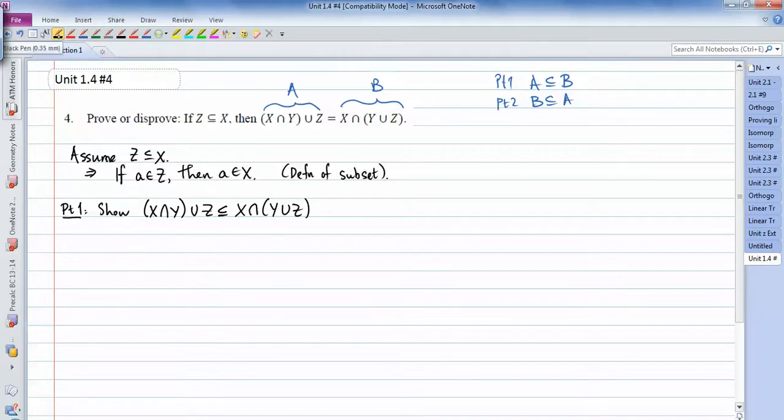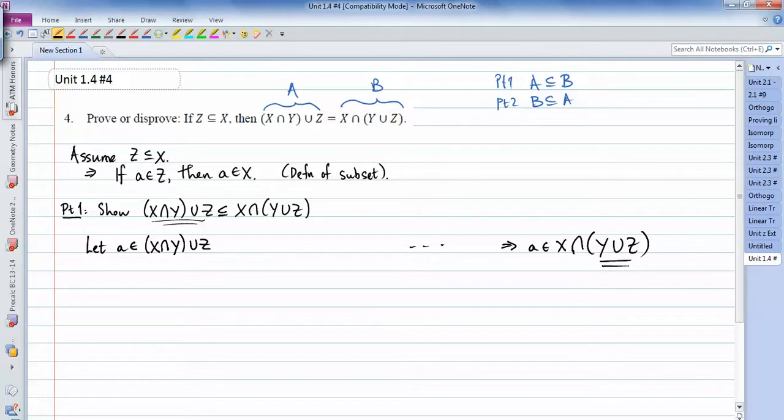So the way that we show something's a subset of something else, we need to assume let little a be an element of the first set here, the one that's going to be the subset. So let little a be in X intersect Y union Z. And then when we work this whole thing out, the goal is to end up with eventually A is in the thing on the right, X intersect the quantity Y union Z. Okay. The quantity is really the set, right?